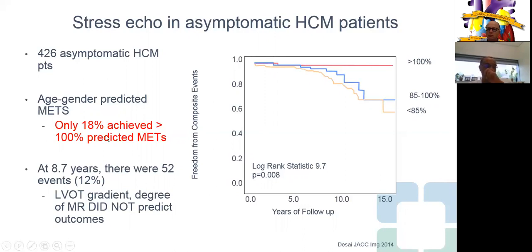And what we were able to show is that if you achieve your predicted METs, life is good. If you did not, then your longer term outcomes are not as good. And these are asymptomatic patients. So it is important to tease out the symptoms, and we use all means necessary, including stress echocardiography.